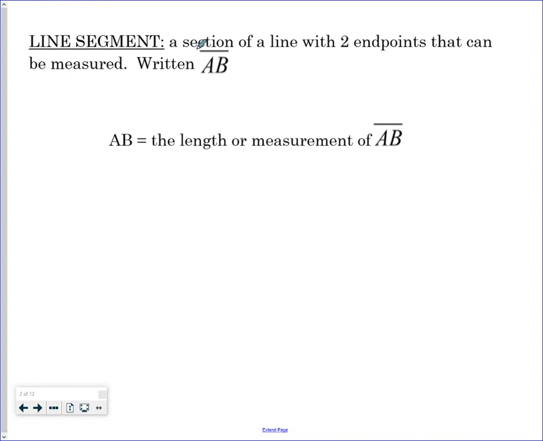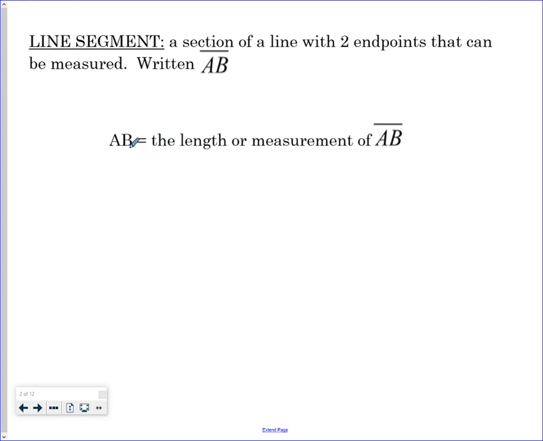A line segment is a section or a segment, right, of a line with two endpoints that can be measured. So the way we write it, remember yesterday we had the double-headed arrow for a line? A line segment just has a bar over it, just has a line, no arrows, right? Because it does not extend, it stops, okay?